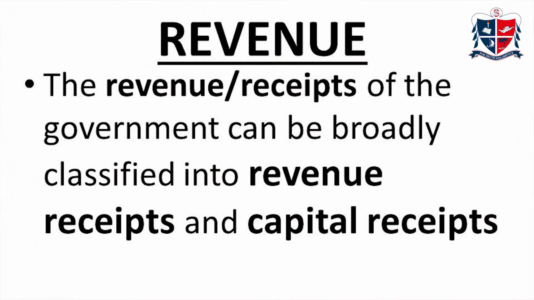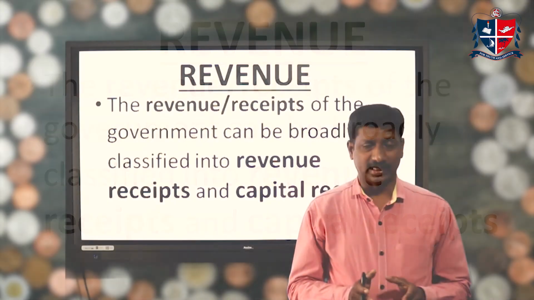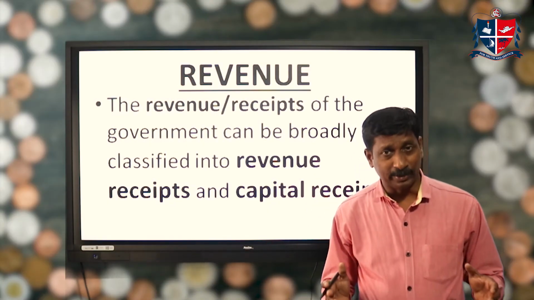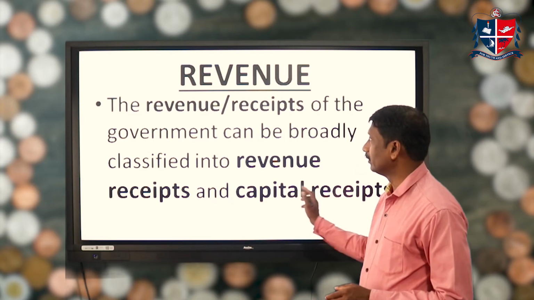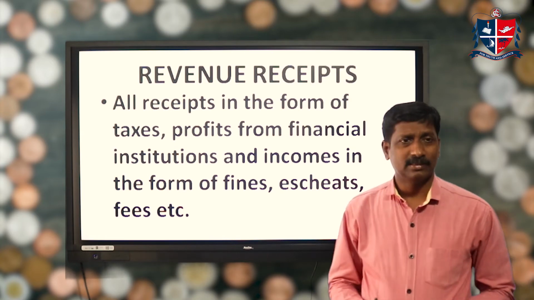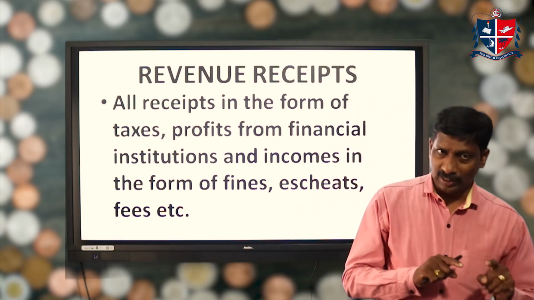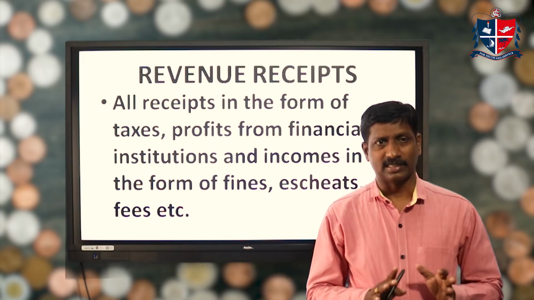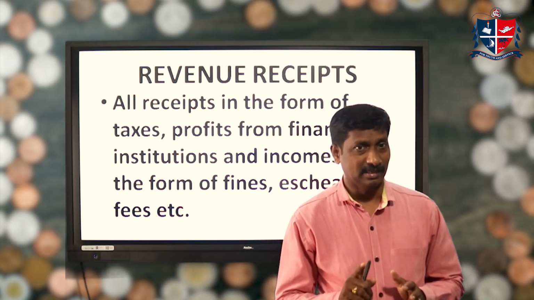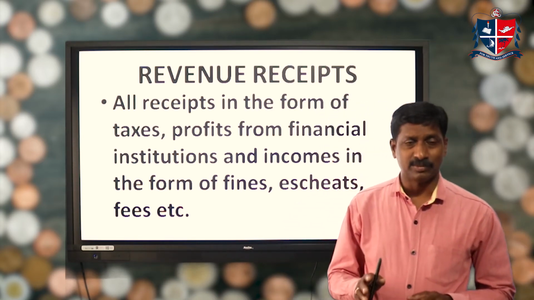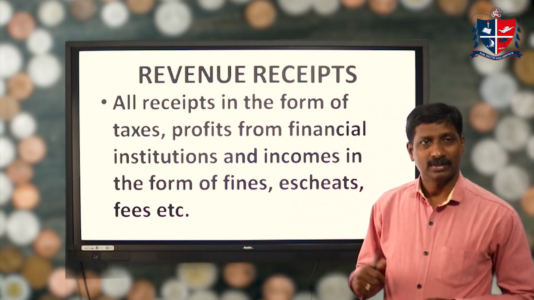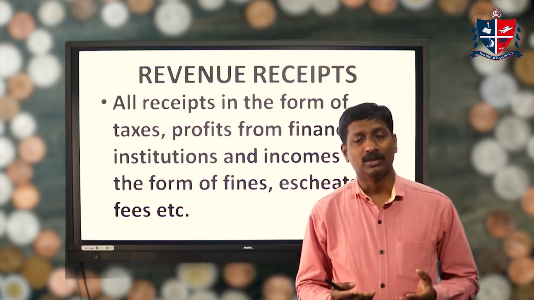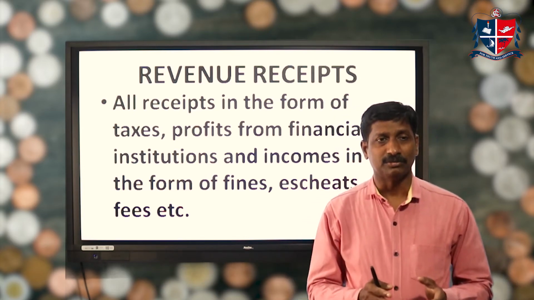In the budget, the revenue or receipts of the government can be broadly classified into revenue receipts and capital receipts. In the case of revenue receipts, it includes all receipts in the form of taxes, profits from financial institutions, and incomes in the form of fines, escheats, fees, etc. These revenue receipts are not going to change the asset and the liability of the government.